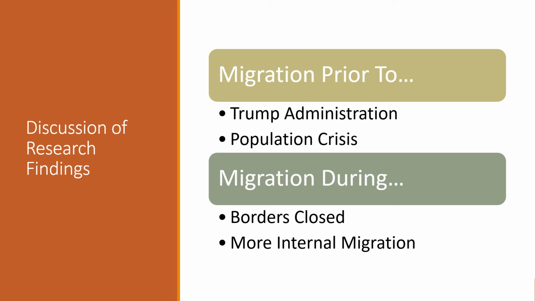Migration prior to the COVID-19 pandemic. Under the Trump administration, international migration dropped significantly as the number of students and migrant workers permitted into the country was reduced. With the decline of births and increase in deaths, the U.S. faces a population crisis within its native population.